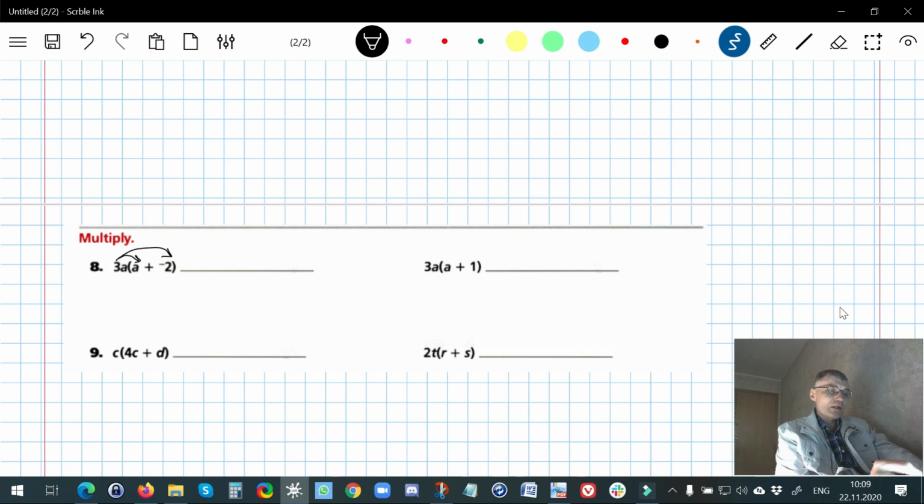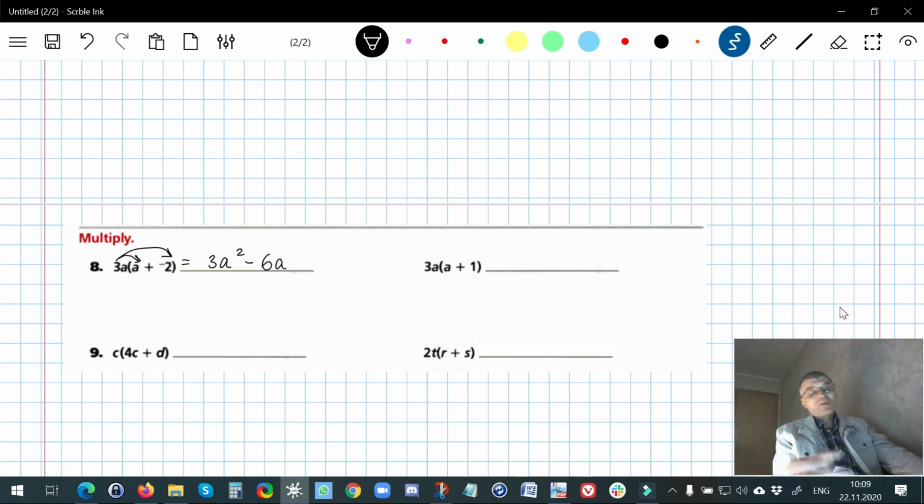So 3a multiplied by a is 3a squared. 3a multiplied by negative 2. How do we do that? We take the coefficient 3 multiplied by negative 2, which gives us negative 6, and then we add the latter part. It's just a. That's it, our answer.